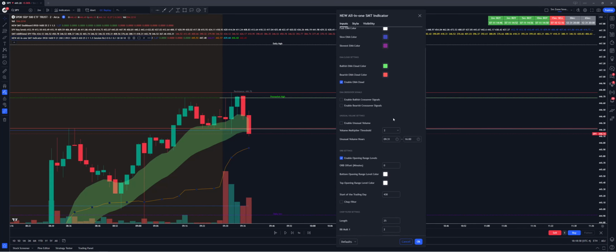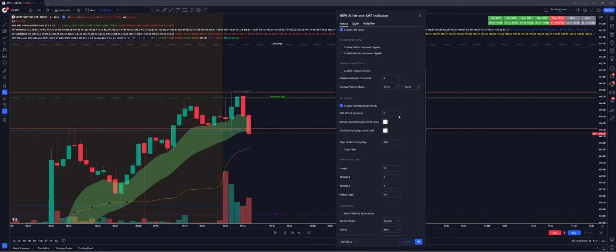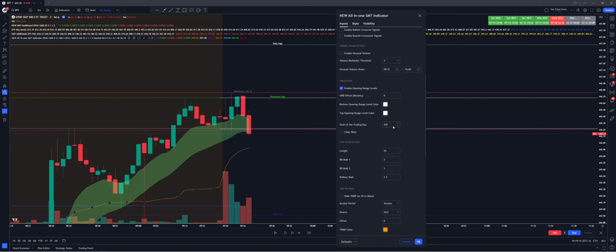And then here I have your ORB offset. So if you're in a different time zone, TradingView can't auto adjust to your time zone from a script. So if you offset it by however many minutes you are from Eastern time, then you can fix that. And then you can also change the color of your opening range.